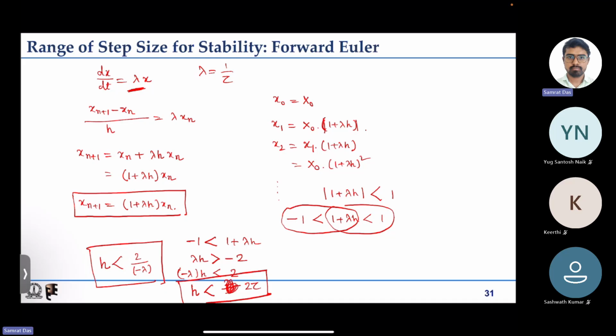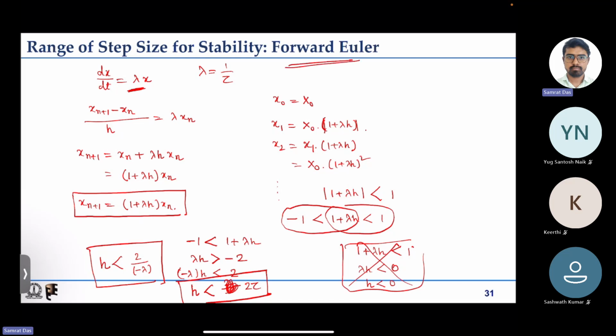But let us evaluate the other inequality also. The other inequality is lambda h should be less than 1. So lambda h is less than 0, so irrespective of whether it is positive or negative, it is basically h is less than 0. h less than 0 means a negative step size, but there is nothing such as a negative step size. The step size always has to be positive. So this part of the inequality does not make any physical sense.